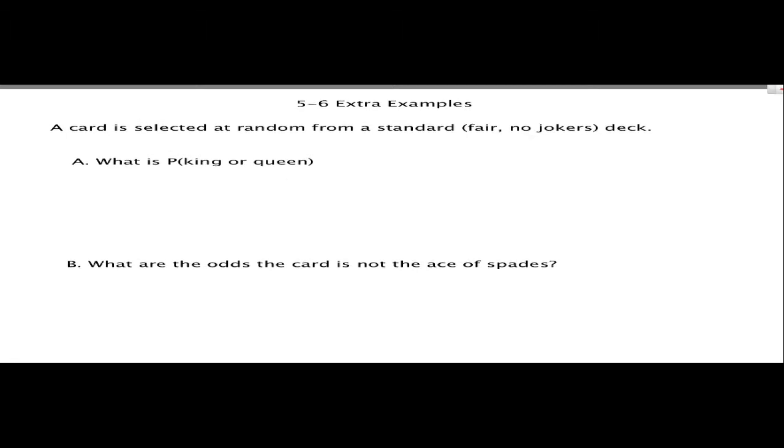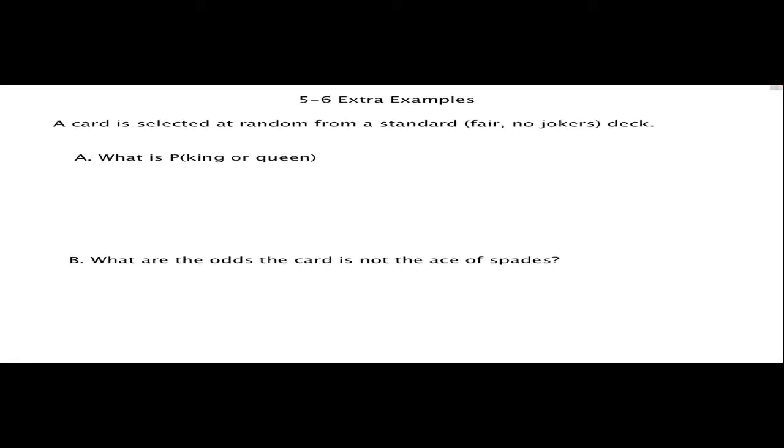Okay, here we are, excuse me. Yeah, here we are. 5-6, some extra examples. And the first one up is a card one. I'm going to go through a little bit more about cards with you in a second.